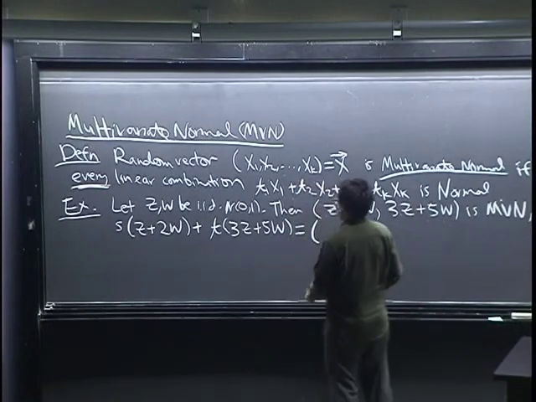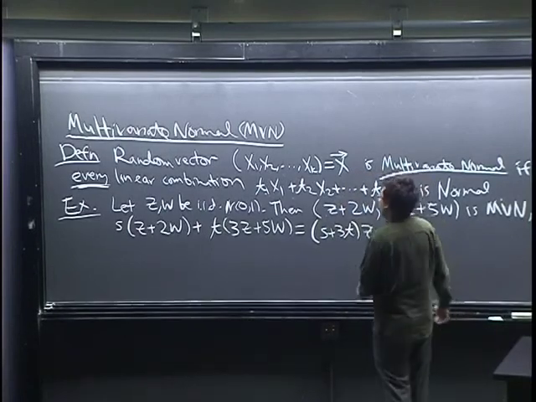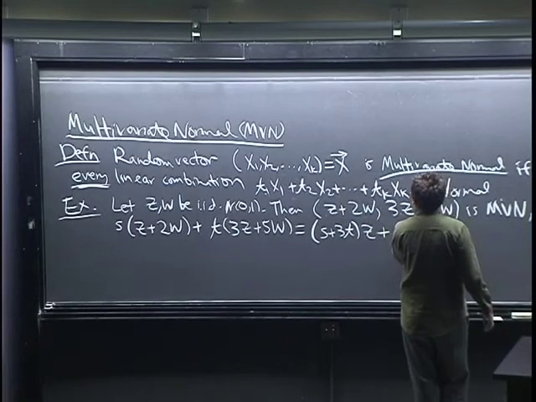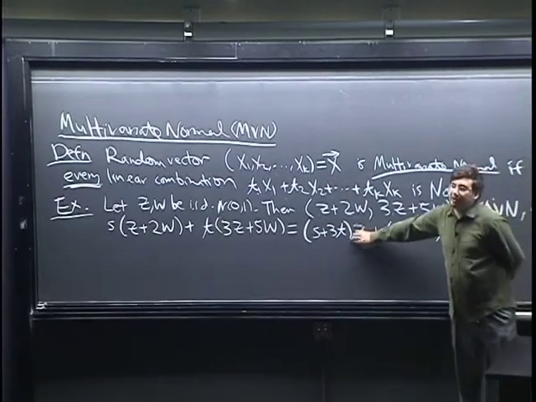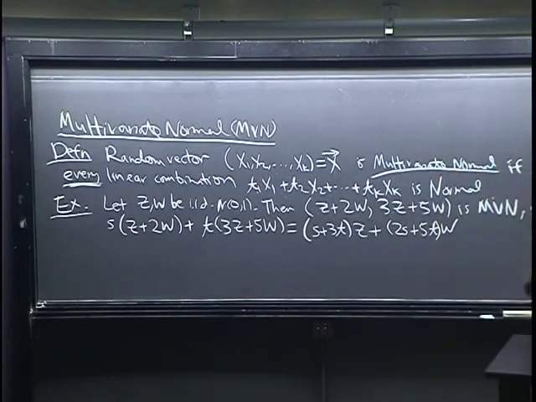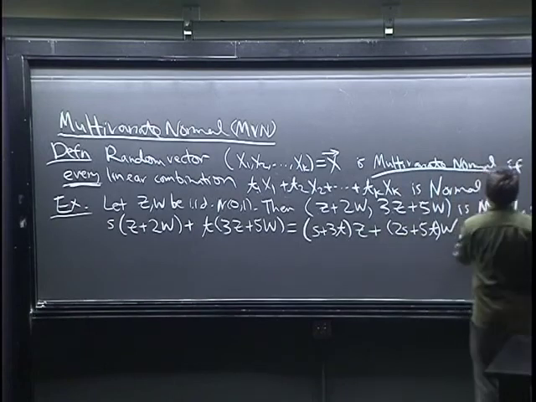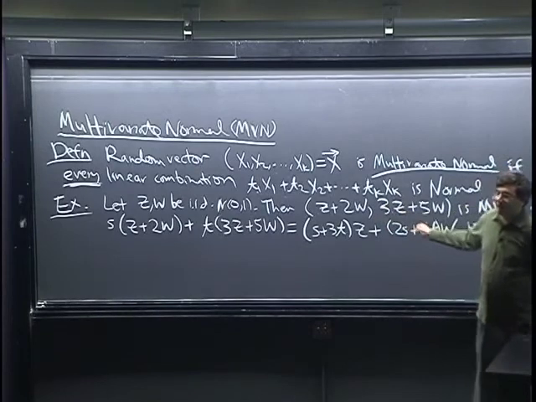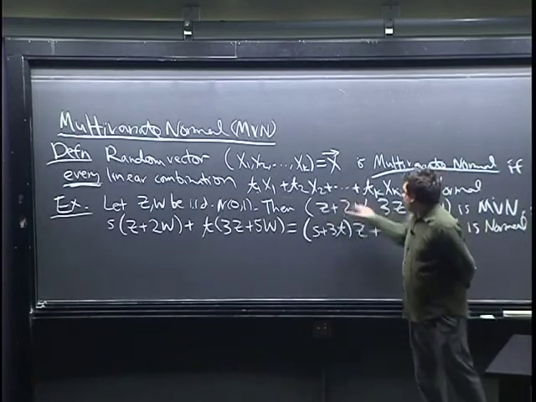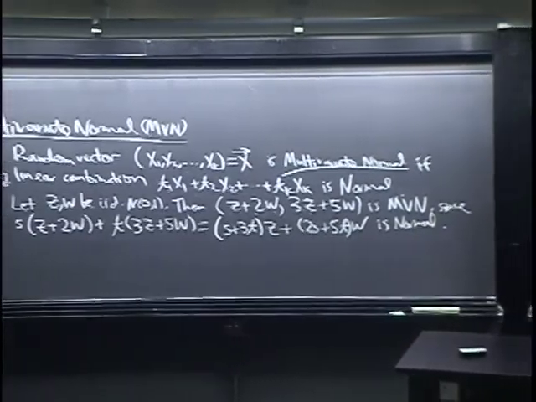That is something times Z plus something times W. Well, that's just (s plus 3t) Z plus (2s plus 5t) W, and that's normal. Because we already knew from using MGFs and previous stuff we did, we already knew that if we add up independent normals, it's normal, right? So this is the sum of two independent normals, so we know that that's normal. So that's just an example, but that's kind of an important general class of examples that we start with IID normals and then just put together a vector of different linear combinations. That will always be multivariate normal. All right, so that's an example.